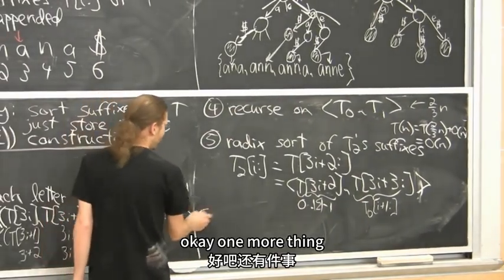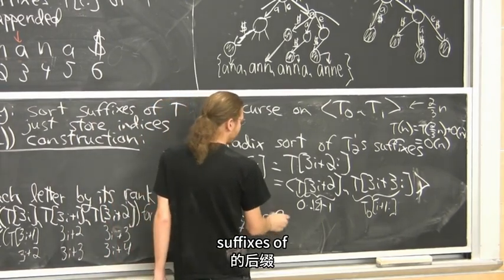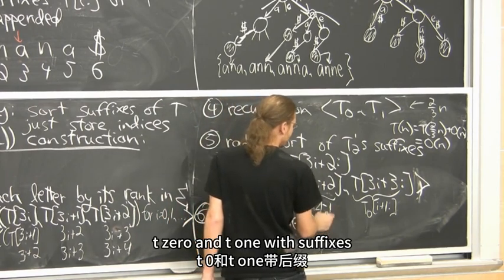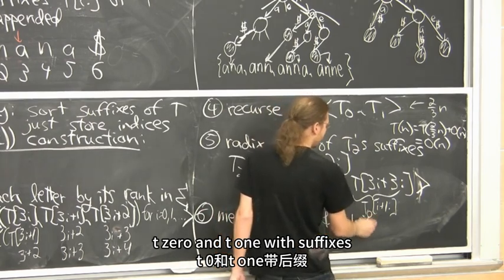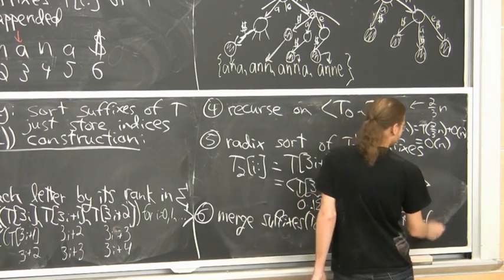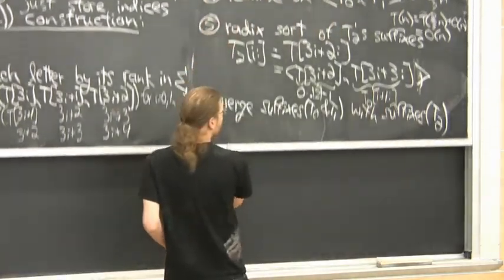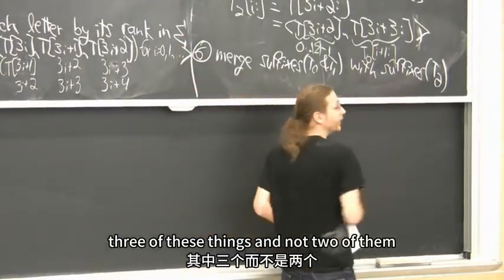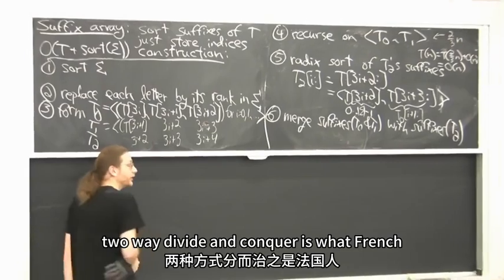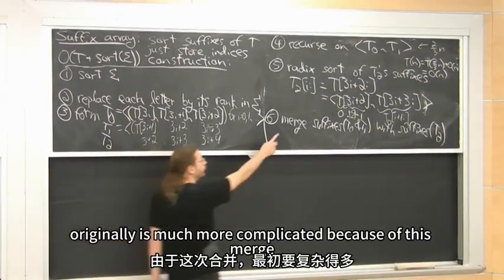One more thing, which we have to do: merge the suffixes of T0 and T1 with the suffixes of T2. And this is where we use the fact that there are 3 of these things and not 2 of them. This is a weird case where 3-way divide and conquer works. 2-way divide and conquer is what Farach-Colton did originally. It's much more complicated because of this merge step.